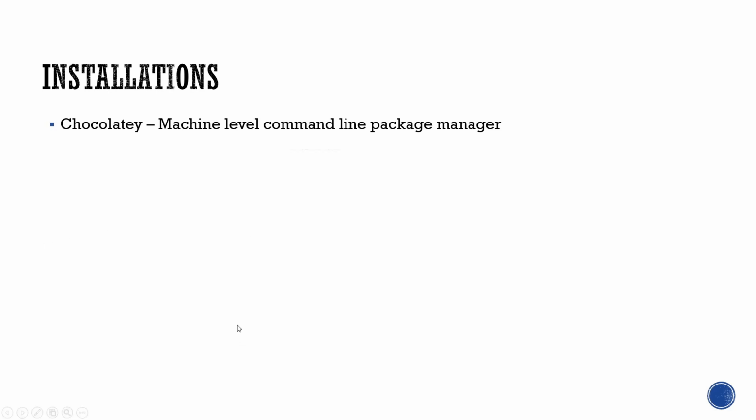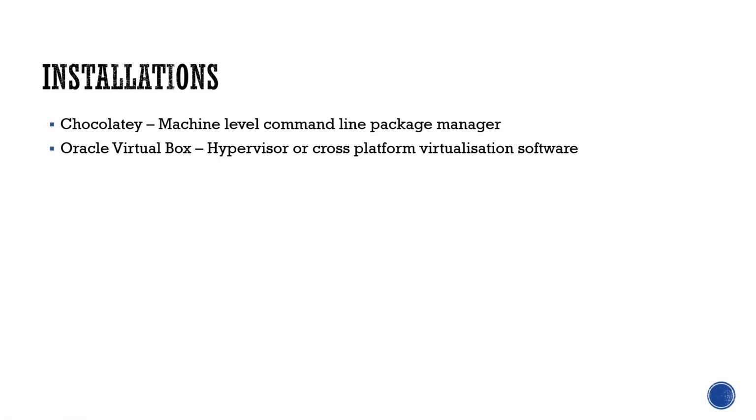Let's move forward. So the installations that we are going to do today as prerequisites for this project: the first one would be Chocolatey. We are going to install Chocolatey. What exactly is Chocolatey? It's a machine-level command line package manager. After that, we are going to install Oracle VirtualBox. It's a hypervisor, or cross-platform virtualization software.